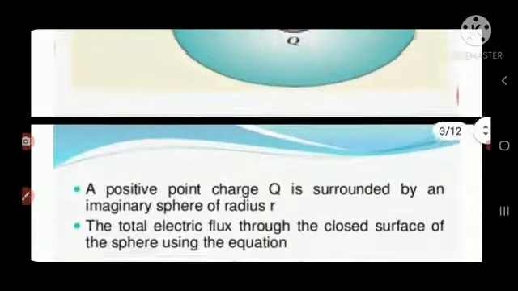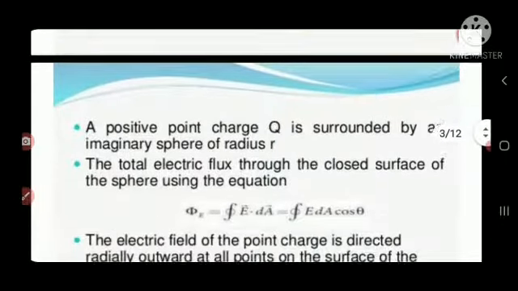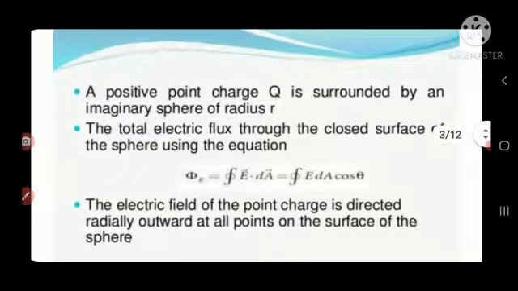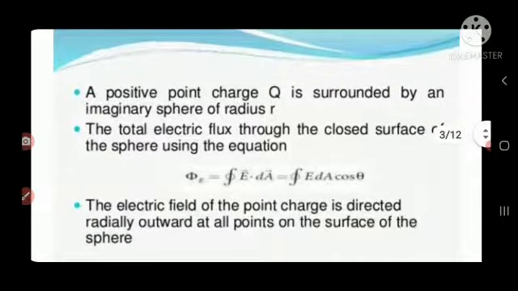This is actually the statement, not the statement. So, what does Gauss law say? Gauss law says that the total flux over a closed surface is 1 by epsilon times the charge contained in that surface. That is the Gauss theorem.